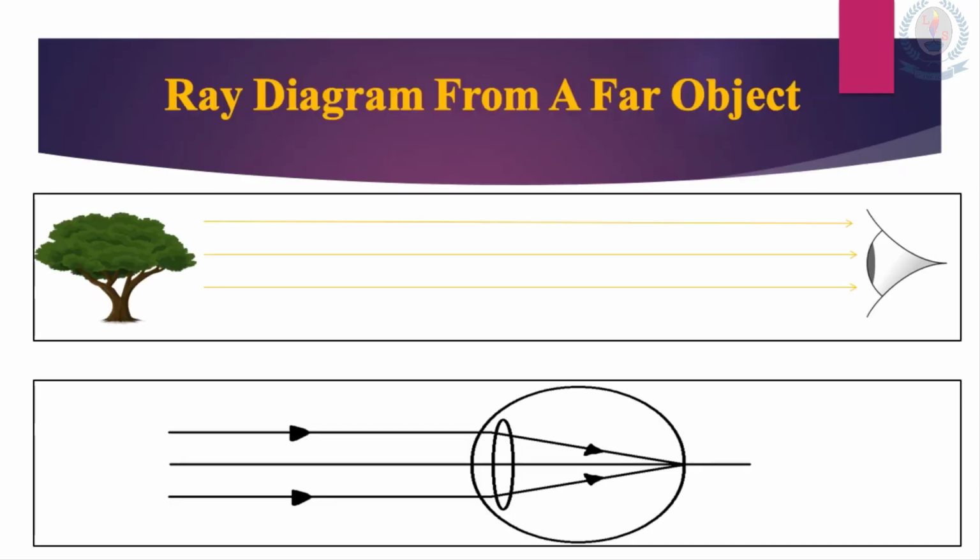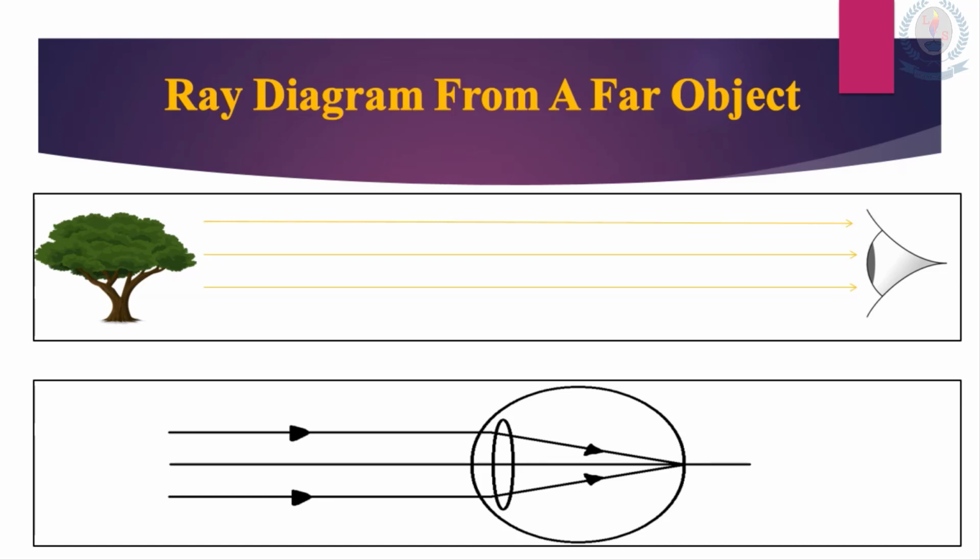Now we will move to the next part of the lesson. How can we see a far object by an eye? The light rays from the far objects are parallel rays. In this picture, you can see yellow parallel rays from the tree to the eye. Then this eye can see the tree.